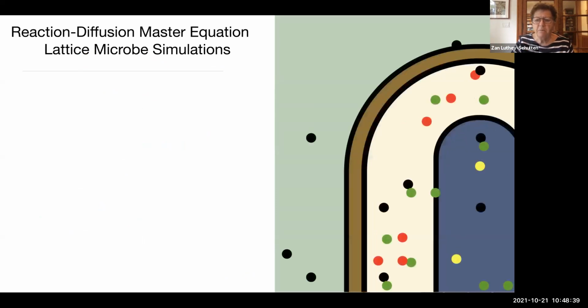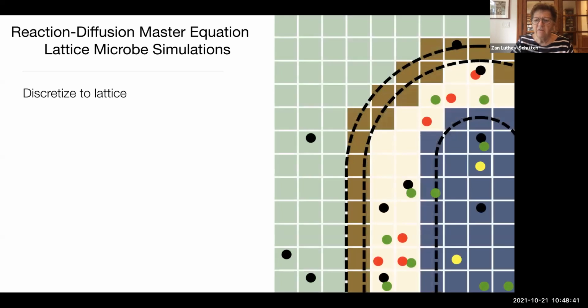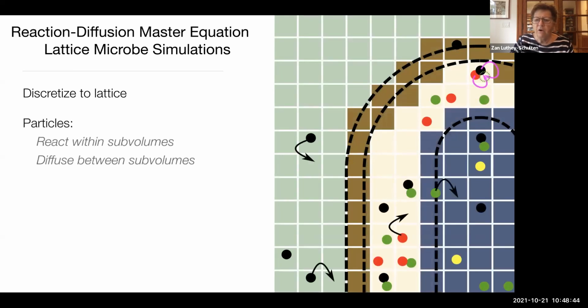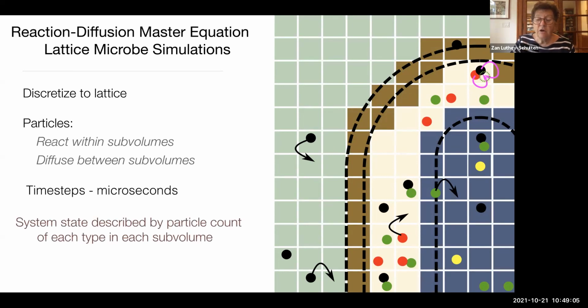So now we put in the particles, we discretize everything, and now we start the simulation once we defined all the reactions. And again, I'm just showing you it can diffuse from one sublattice site to the next, like here or out here, or it can react within a subvolume, right? And the time steps here are microseconds, right? And again, every time you're having to count how many particles do you have of each type in each of the subvolumes.